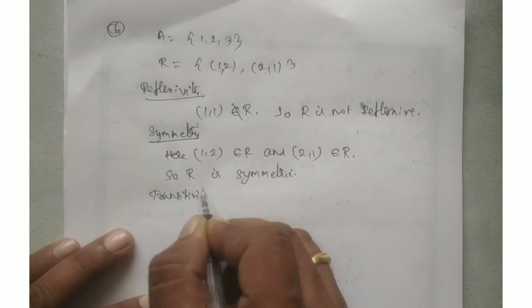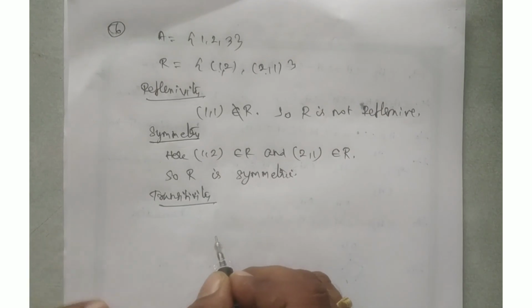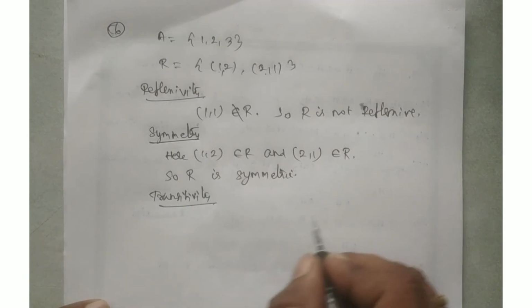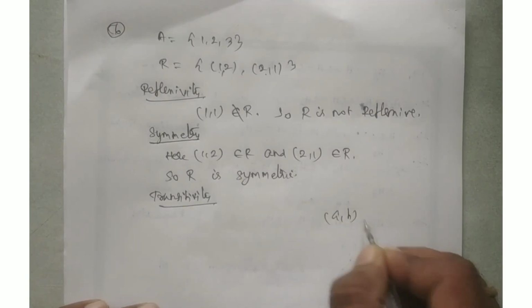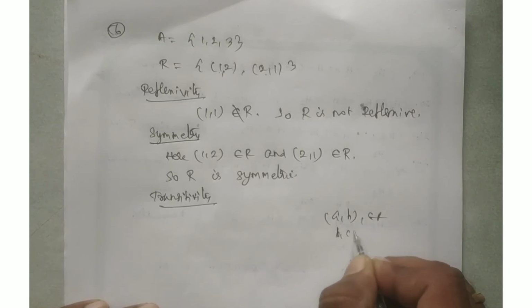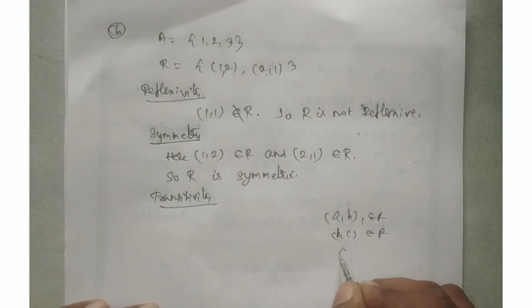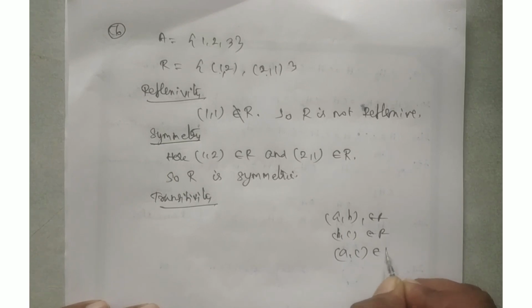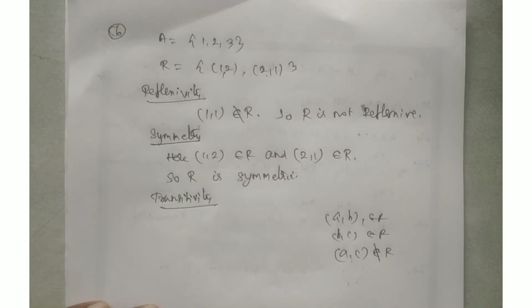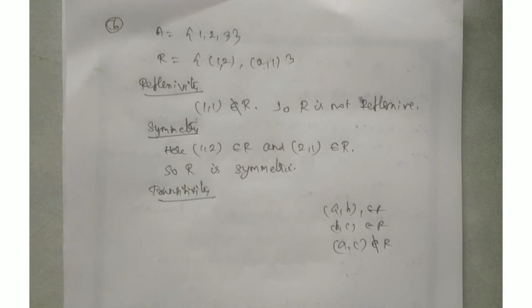Next, we have to check the transitivity. So what is transitivity? (a, b) belongs to R, (b, c) belongs to R. This implies (a, c) also belongs to R means we can say that it is transitive. If it does not imply, we can say that it is not transitive. So this case is what?